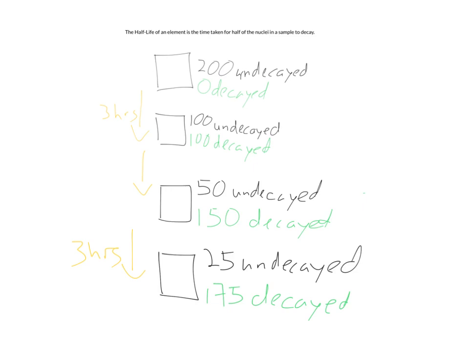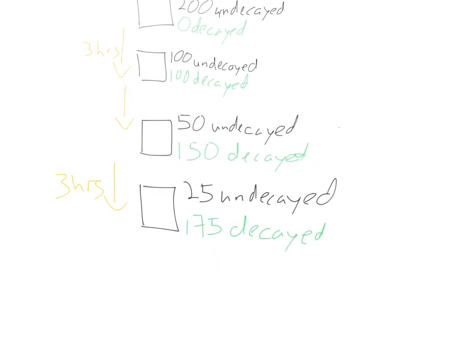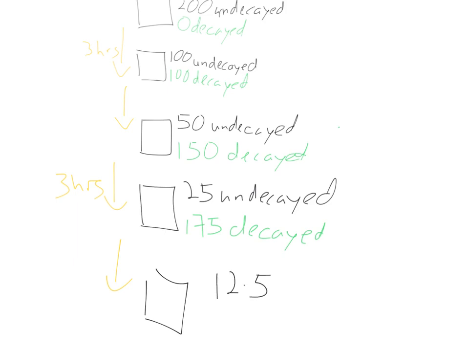So after another 3 hours, it will be down to 12.5 undecayed nuclei. Now obviously we can't have 12 and a half that would be undecayed, but this is our best estimate for how many will be undecayed at that point. What this practically means is that 12 would have decayed and the 13th one would be halfway towards decaying. So we'd expect to see it happen pretty soon.